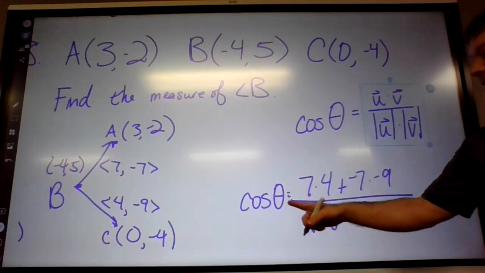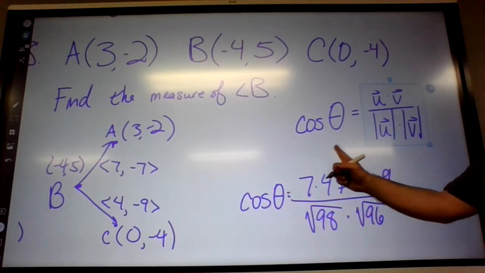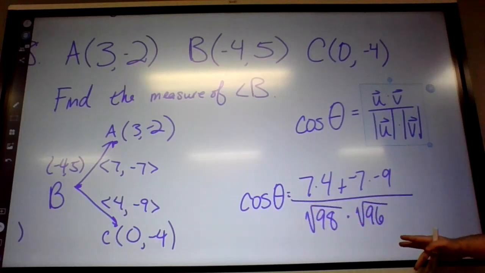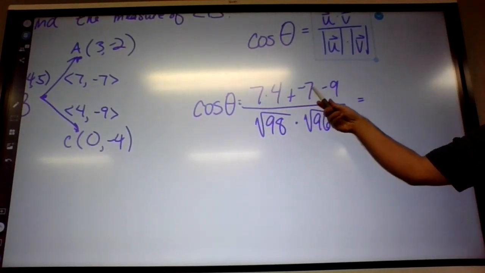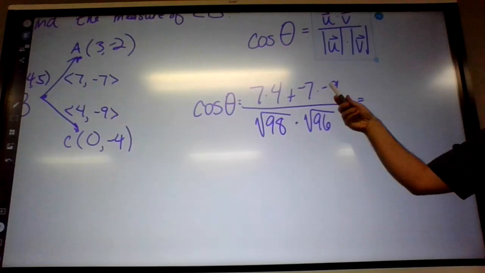Okay, so if cosine of theta equals this, how do I find theta? Actually, I would probably simplify the top too. It's 28 plus 63. 91, I think.